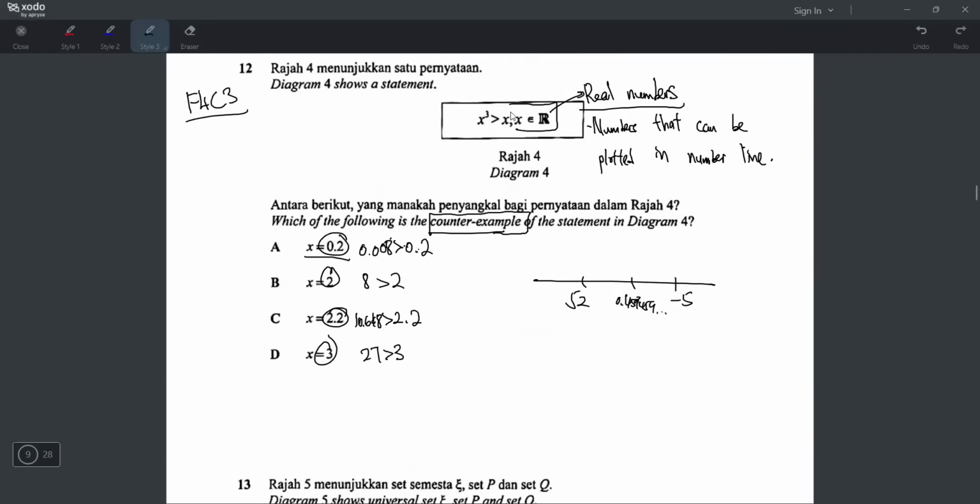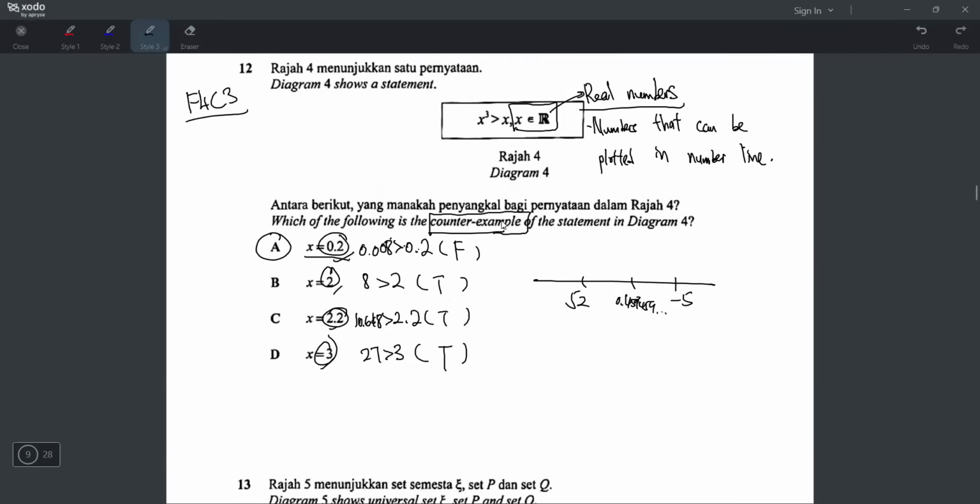And x is an element of real numbers, and I told you already, all these x are elements of real numbers. Okay, these are all real. So now we have to find out which one is the counter example. So which one is false? That one is the answer. Okay, 0.008 is bigger than 0.2. This is false, right? And 8 bigger than 2, this one is true. 10 point something bigger than 2 point something, this is true. 27 bigger than 3, this is also true. So A is the answer. This one is the counter example.